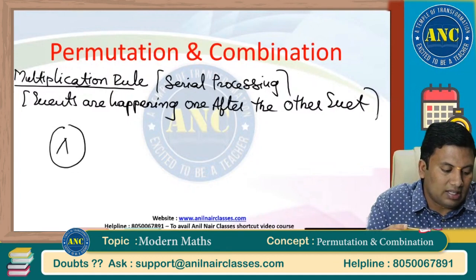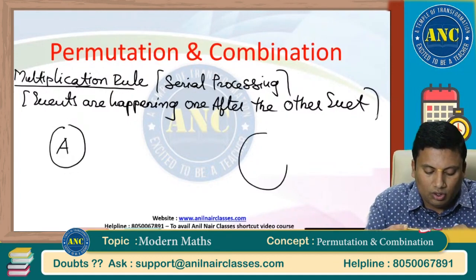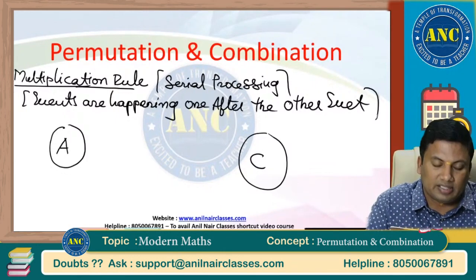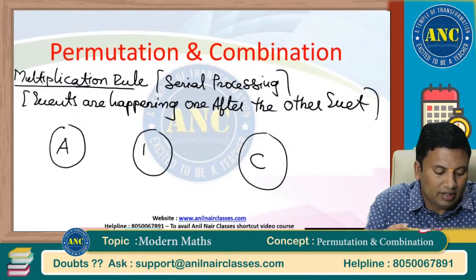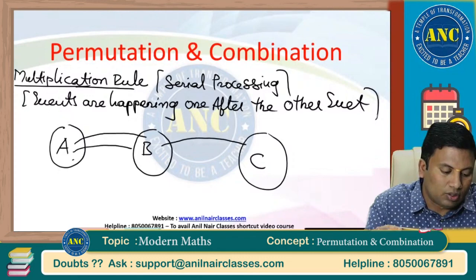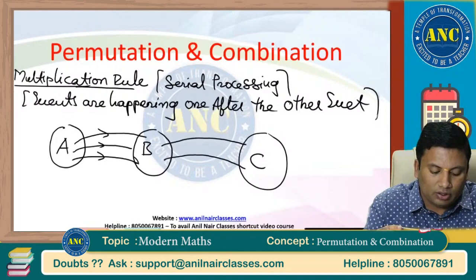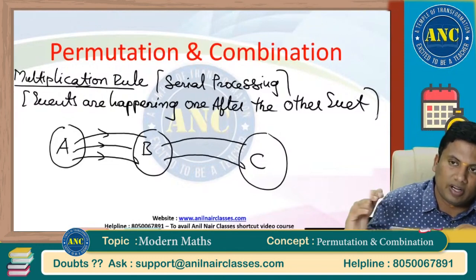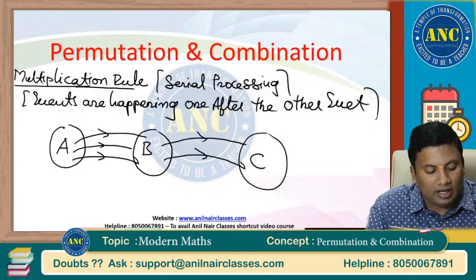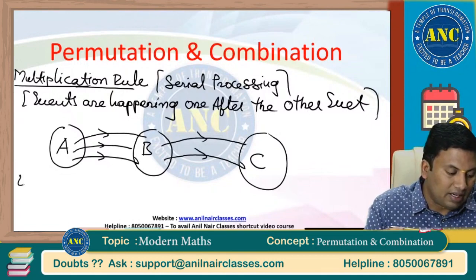Suppose Anil Nair is at Hyderabad. He has to go to his native place in Kerala, for example Palakkad. He will go from Hyderabad to Coimbatore and Coimbatore to Palakkad. Hyderabad to Coimbatore, if there are 3 ways, and Coimbatore to Palakkad if there are 2 ways, one by road, another by train. So events are happening one after the other. Event one is going from A to B.